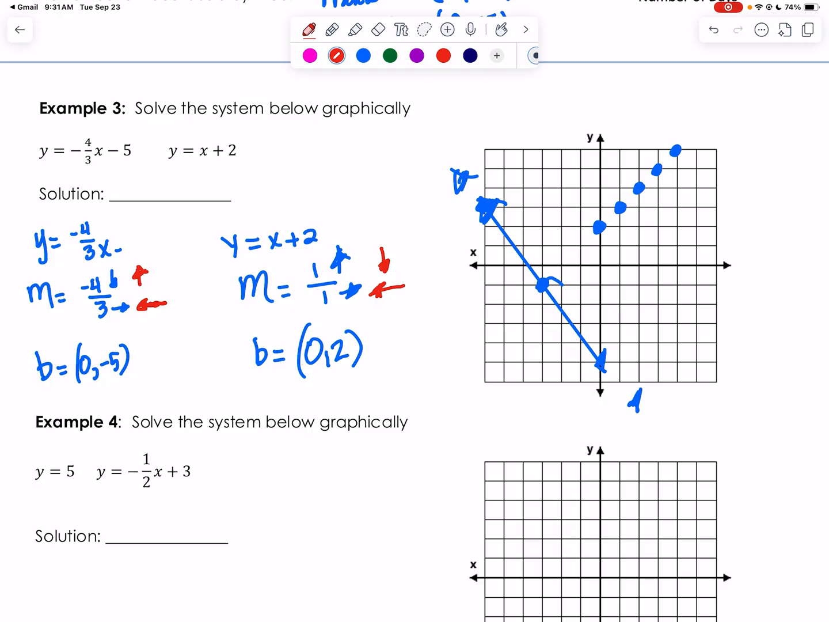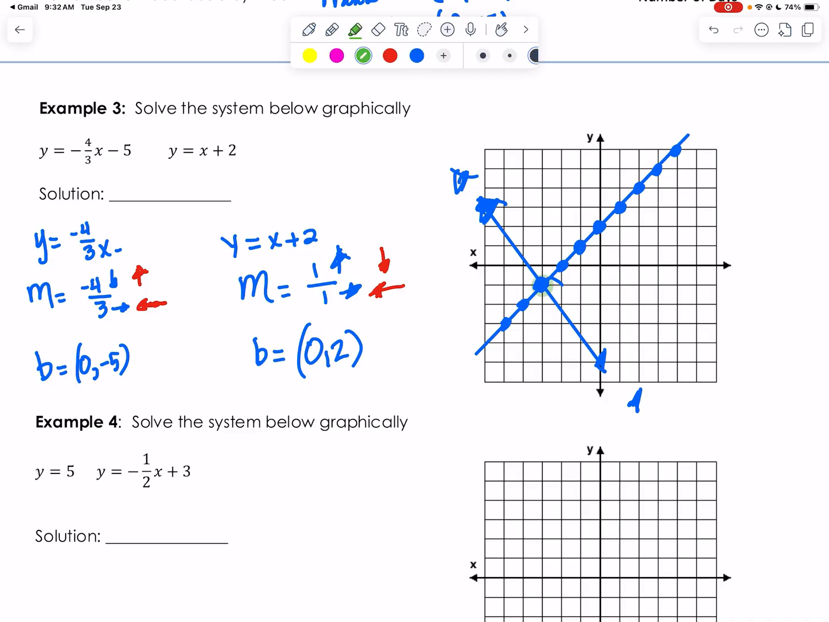So let's do that. Down 1, left 1. Do you see those are on the same exact line? Down 1, left 1, down 1, left 1, down 1, left 1, down 1, left 1. And now, once we do that, we can clearly see where these two lines intersect.